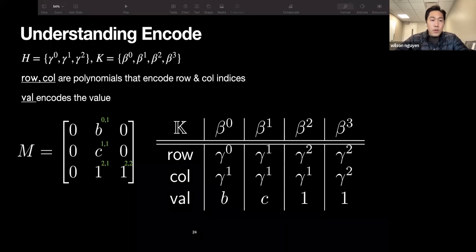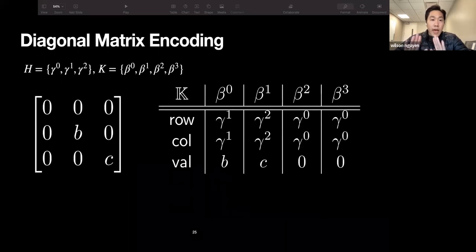And so if we look at what a diagonal matrix looks like, for the sake of the proof of function relation, we also require that some amount of the entries in the top left of the diagonal matrix are also 0. So let's just put a 0 there. So if you have a diagonal matrix, the encoding looks like this.